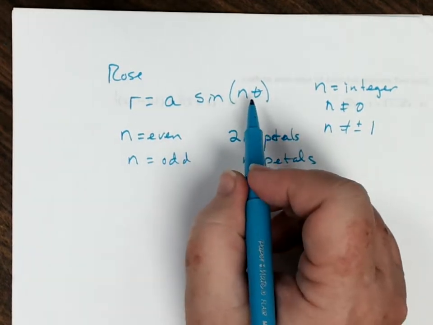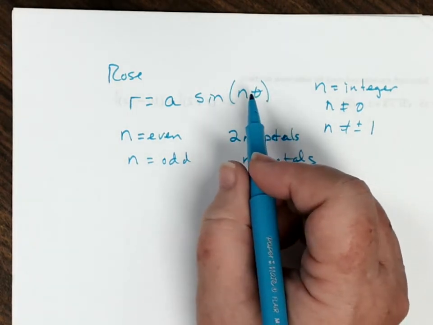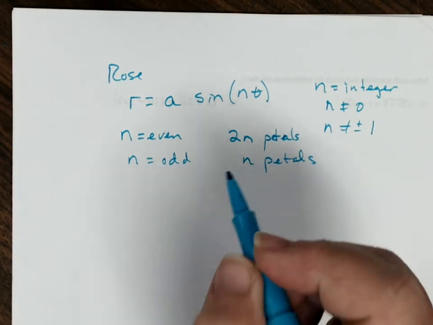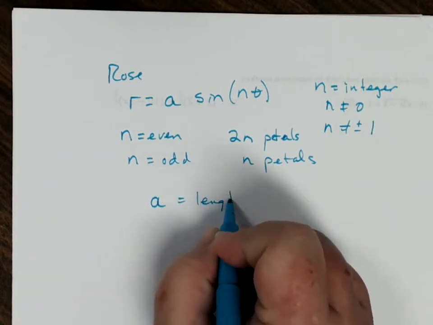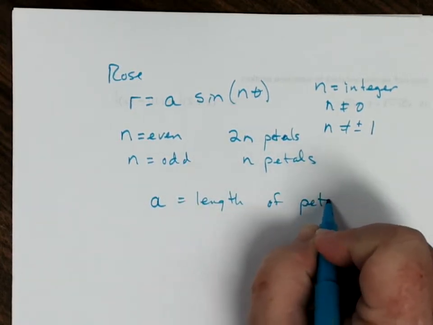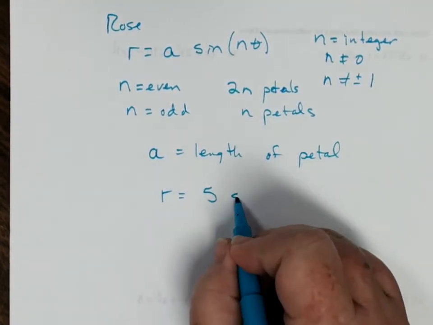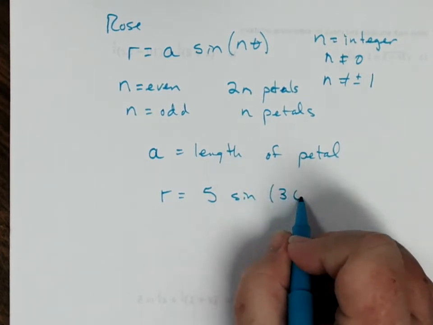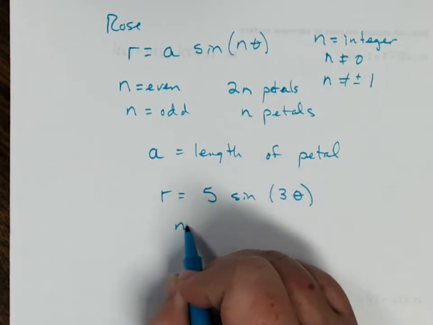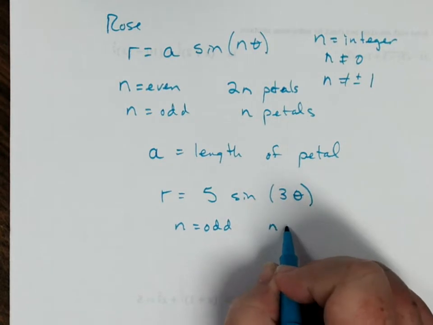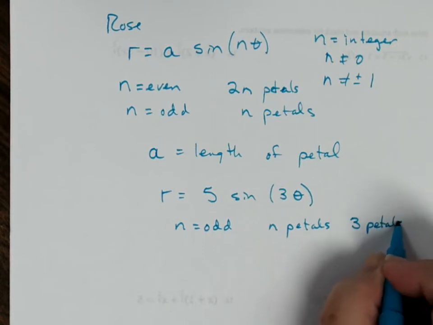So if n is an odd number, which cannot be 1, but 3, 5, 7, -1, -3, -5, -7, we will have n petals. And a is the length of the petal. So let me give you an equation. Let's say that I looked at r equals 5 times the sine of 3 theta. I would have to look at, first of all, that n is odd. In this case, n is odd, which means there will be n petals. So this rose would have 3 petals.